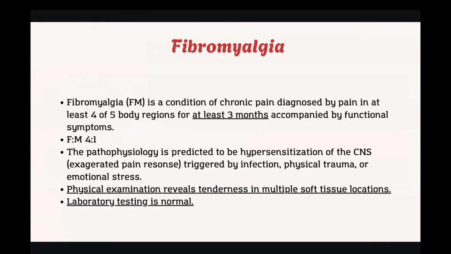So, what is fibromyalgia? It is a condition of chronic pain diagnosed by pain in at least 4 or 5 body regions for at least 3 months. So, 3 months is very important. It's more common in females. Now, the pathophysiology is not fully understood, but it is predicted to be hypersensitization of the central nervous system. So the central nervous system becomes more sensitive to pain, so it manifests as fibromyalgia.